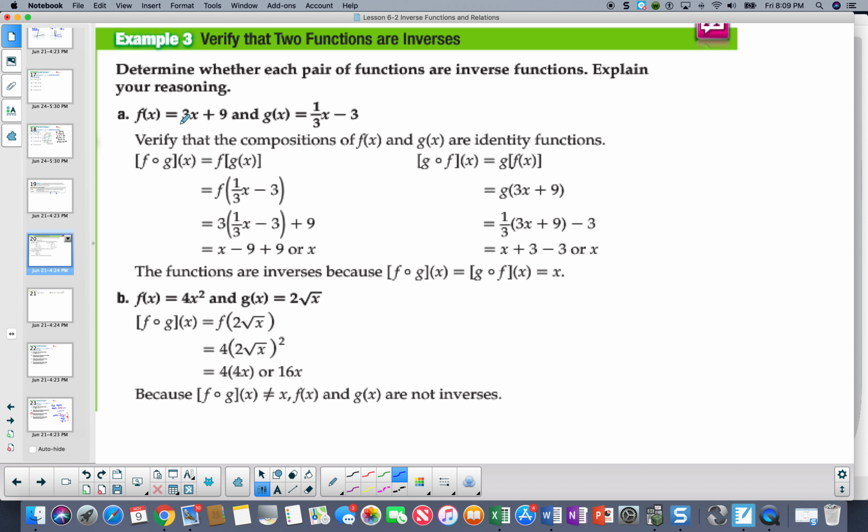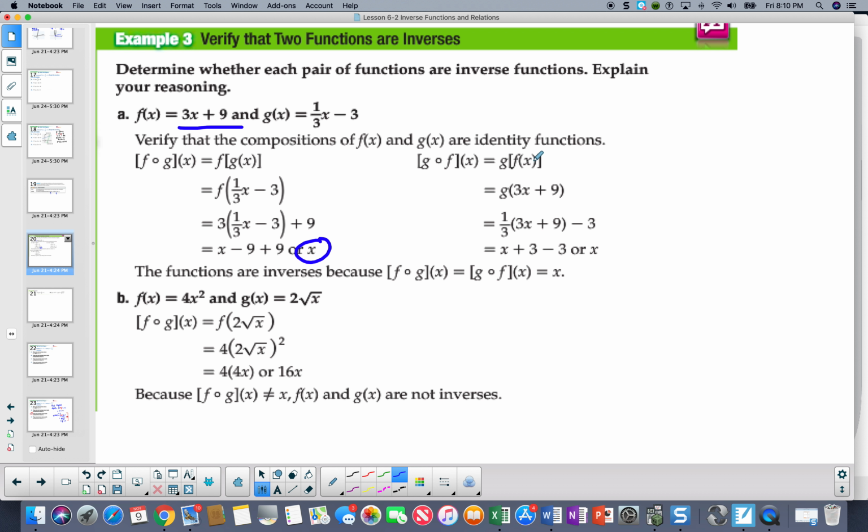Okay, so this function f is multiplying by 3 and then adding 9. This function g is taking a third of x and then subtracting 3. We want to see if they are inverses. We want to see if they undo each other. Okay, so I'm going to do f of g of x. Here's my f function right here, and I'm going to write 3, and inside the 3 I'm going to write my g. And when I simplify, I'm going to get x. So all the multiplying and adding are undoing each other, and we're just getting x. We're just getting that reflection line right there.